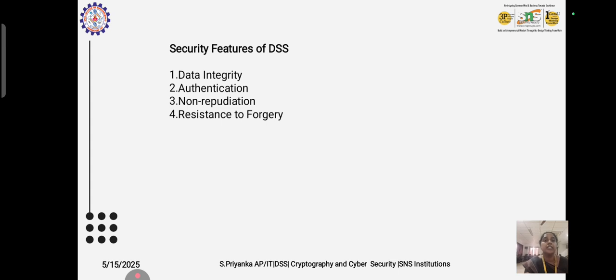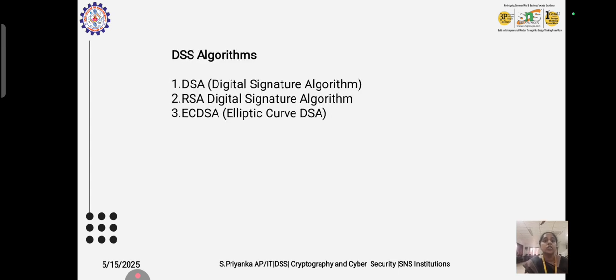Next, the working steps of DSS. First it has to generate the key pair, that is the private key as well as the public key. Then hash the message using SHA-256, and then finally generate a random number k and compute the signature, that is R, S. Then share the message and signature, and finally it is verified by the user, using the sender's public key and the received signature to validate the authentication.